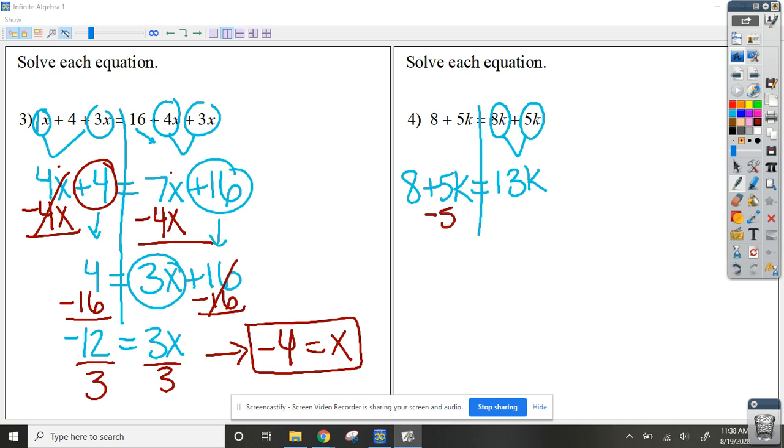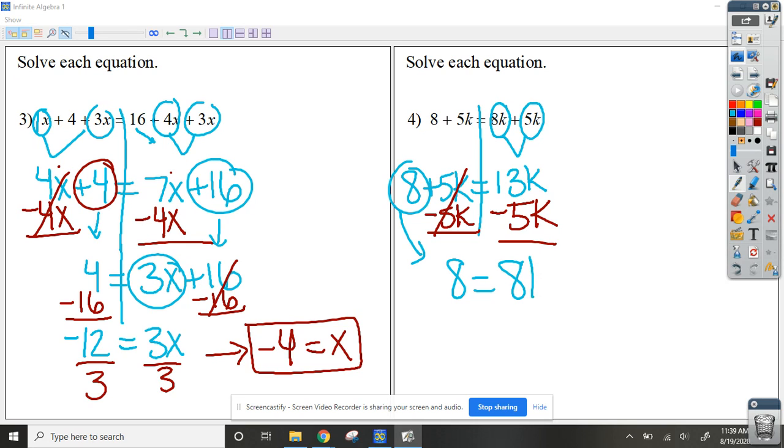Let's subtract 5k. If I subtract 5k over here, let's see what we have left. I'm going to bring down the 8. 13k minus 5k is 8k. I still have k being multiplied by 8, so I'm going to divide by 8 to cancel it, which means I need to divide by 8 over here. 8 divided by 8 is 1. So k equals 1.